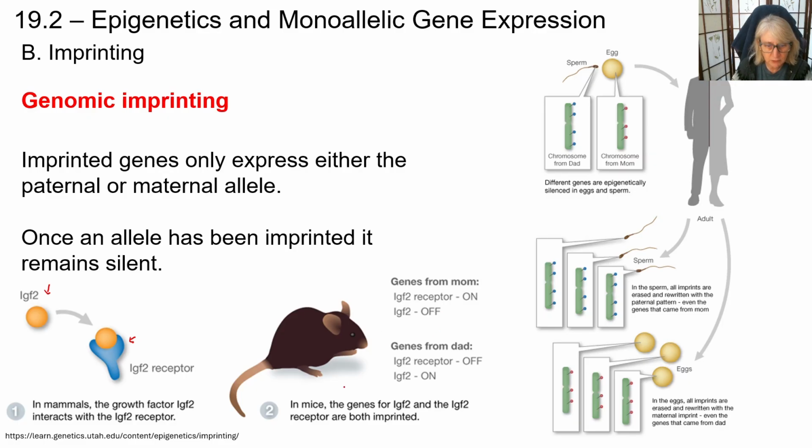If you develop into a normal mouse, you get both of these genes: 2 alleles for insulin-like growth factor, and 2 alleles for the receptor. One from mom and one from dad. But to develop into a normal mouse, you use mom's receptor gene and silence dad's, and you use dad's hormone gene, insulin-like growth factor, and silence mom's.